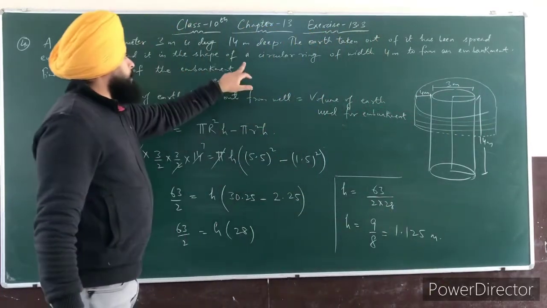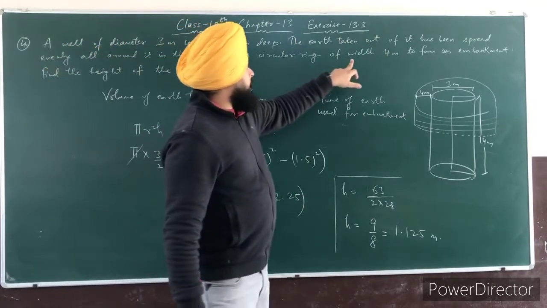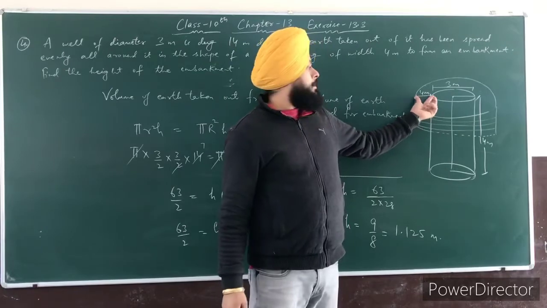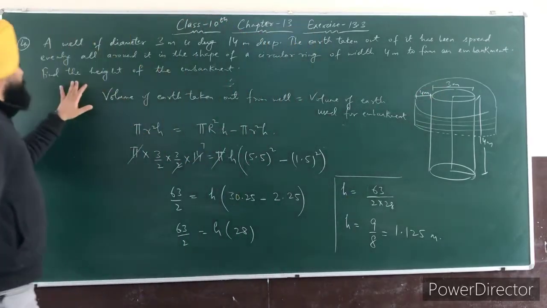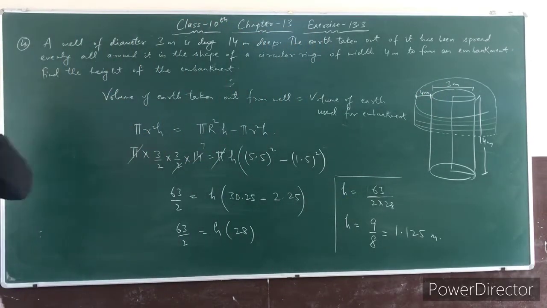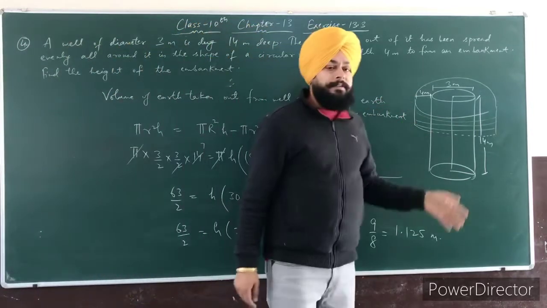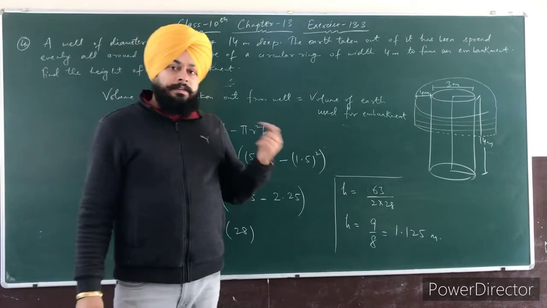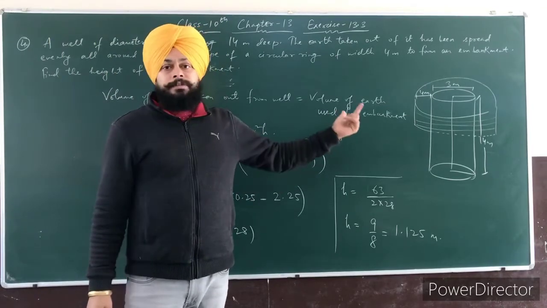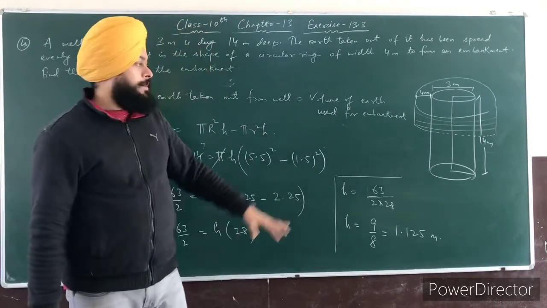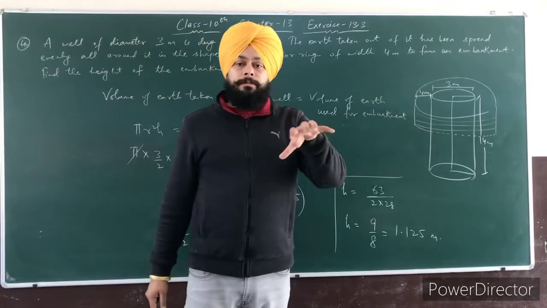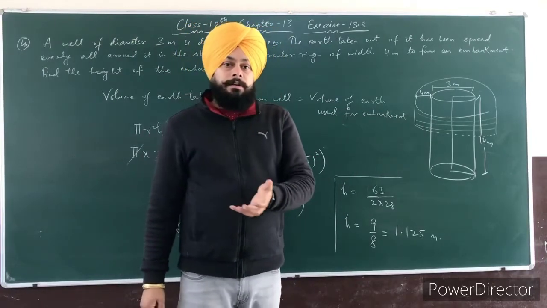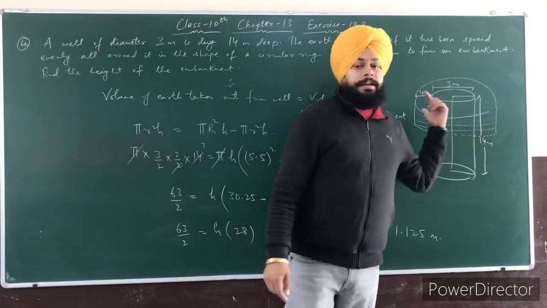Alright. Circular ring of width 4 meter. The width of this embankment is 4 meter and we have to find its height. We have to find the height of this embankment. It means the volume of earth taken out from this well is equal to the volume of this embankment. Volume of this embankment. And the volume of embankment is in the shape of a circular ring. So again it is the type of a cylinder.